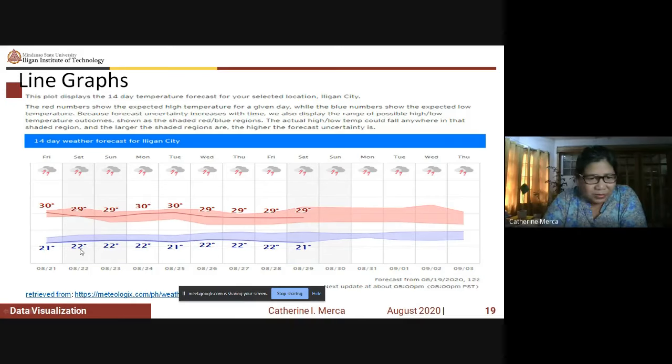So, this one is about the temperature forecast of Iligan City. So the red numbers show the expected high temperature. So here, 30 degrees, that was on 8/21 or August 21, then 29 degrees on August 22. If you take a look, it was a little cooler on 21, 22, here. No?